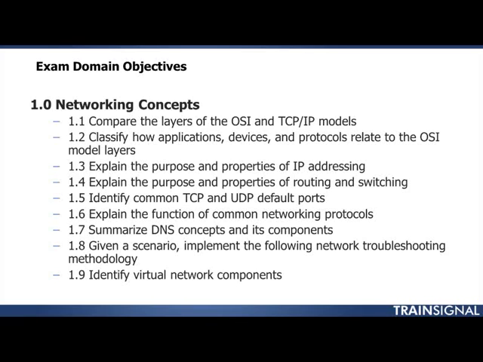We have networking protocols, DNS, troubleshooting, and I will tell you right here when it comes to troubleshooting, here we're talking about troubleshooting methodology. You may remember that in troubleshooting, I kind of emphasized that the methodology, in my opinion, is the most important part in the real world when it comes to troubleshooting, and I'm glad to see that CompTIA includes this methodology in their objectives. And then we have our virtual networking components.